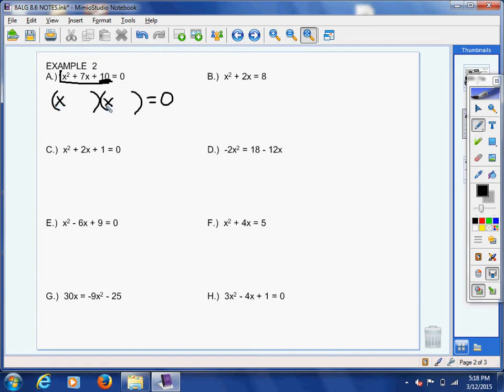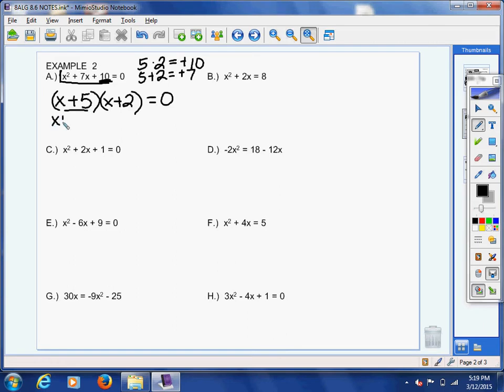Hopefully you are saying to me positive 5 and positive 2. We know that 5 times 2 is positive 10, and we know 5 plus 2 is positive 7. Those are the two numbers that we need to target. Those are our quantities, okay? And then we now need to calculate our zeros. So let's start with the first quantity. What would make x plus 5 equal 0?